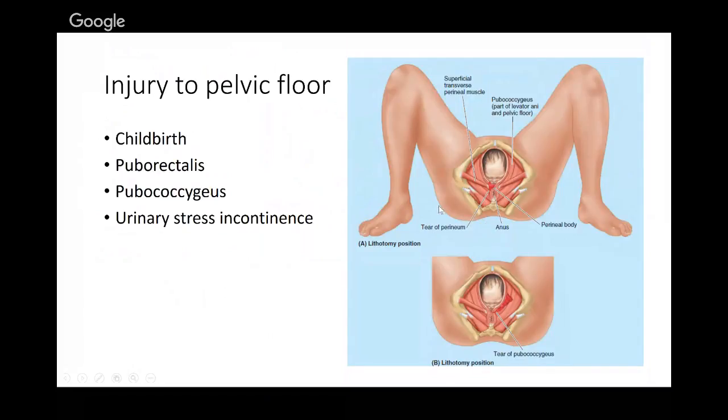Okay. So if you get damage to the puborectalis or any other component of the levator ani, that can affect urinary continence as well as fecal continence. So for anything to do with incontinence, if you see it in your question, it will be puborectalis.